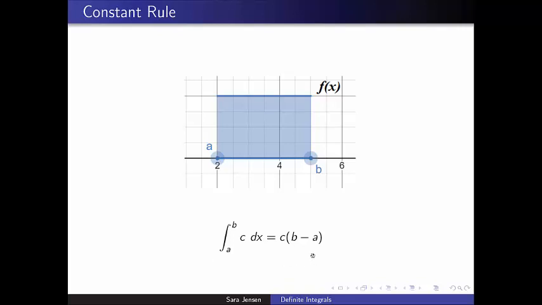Both of these things, the integral from a to b of the constant function c multiplied by dx, and this expression over here, c times the quantity b minus a, both of these things are representing the area that we have drawn here, and so these two values must be equal.